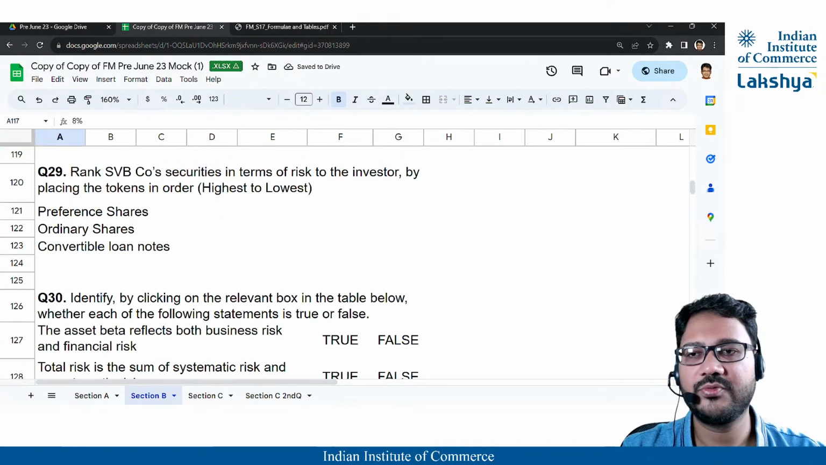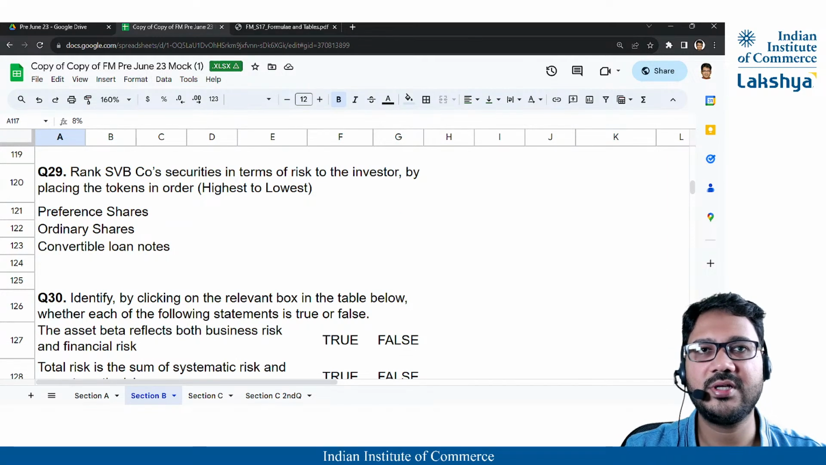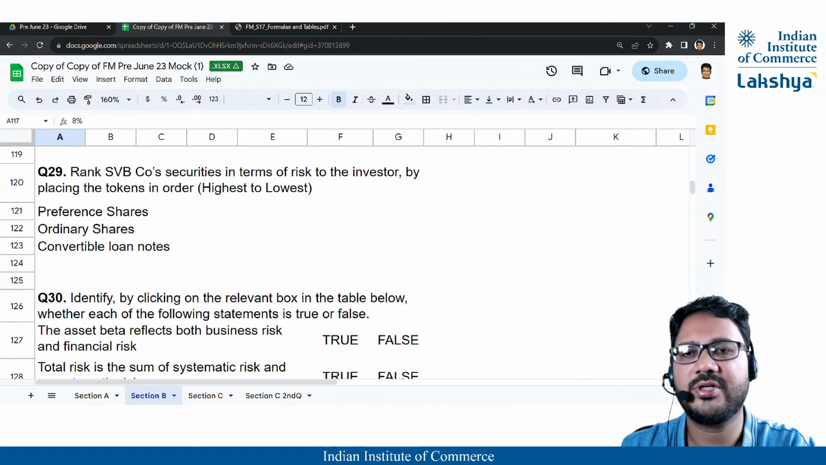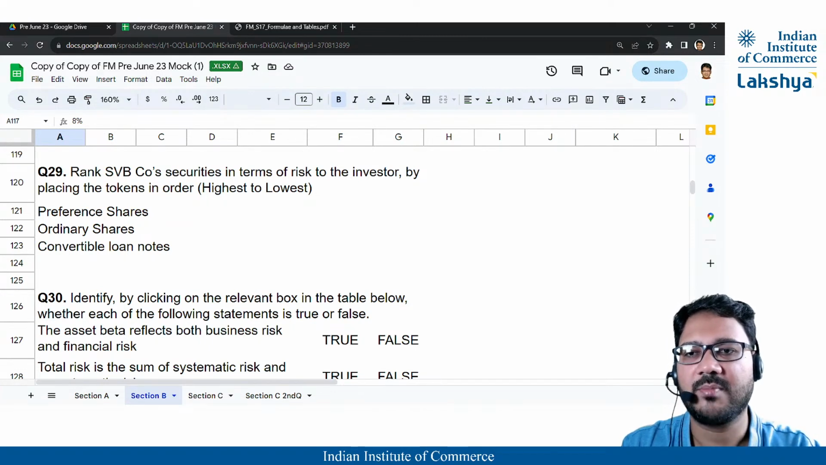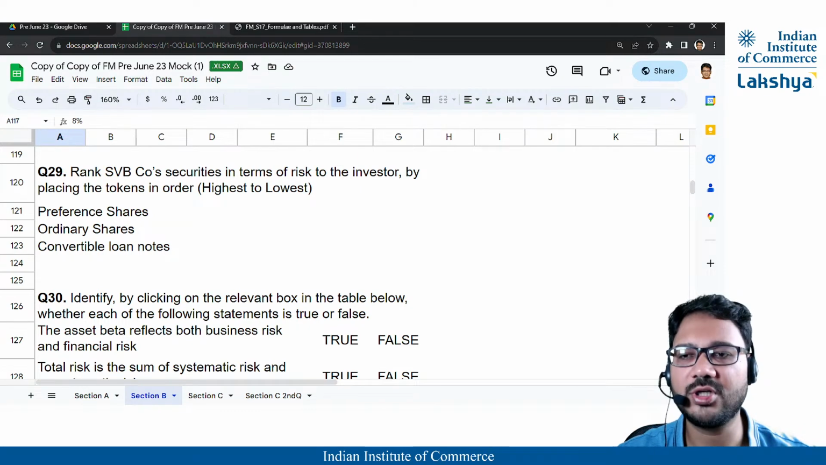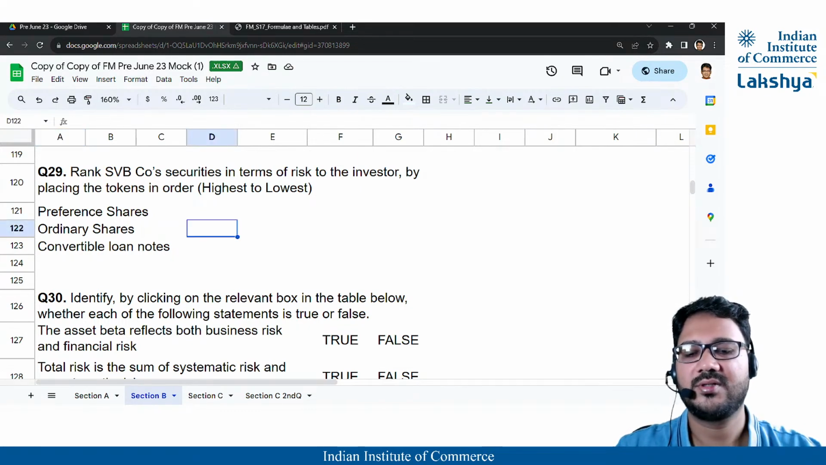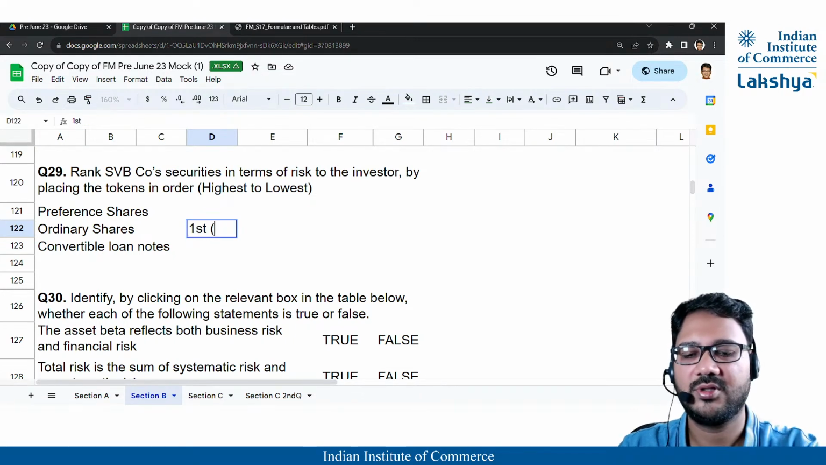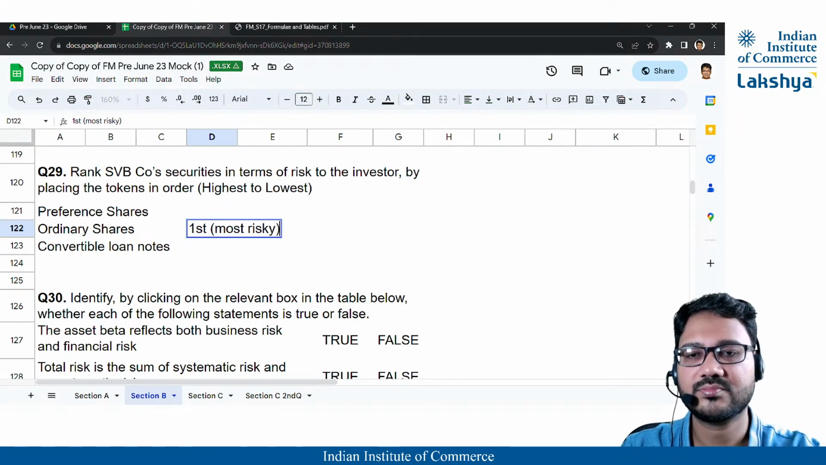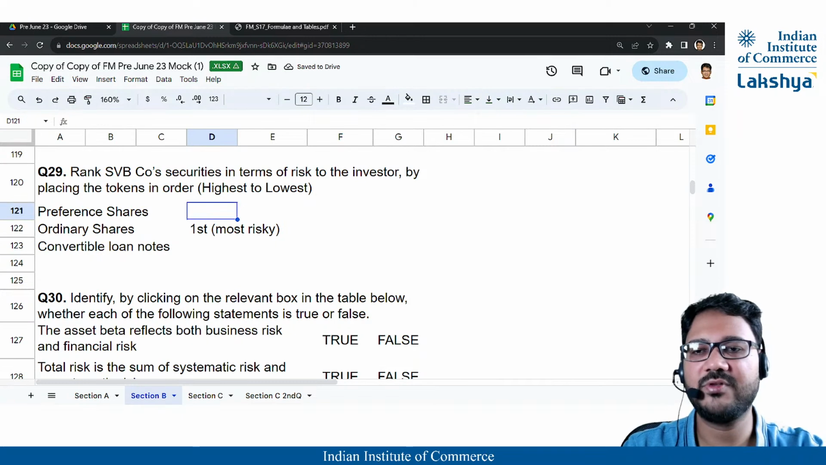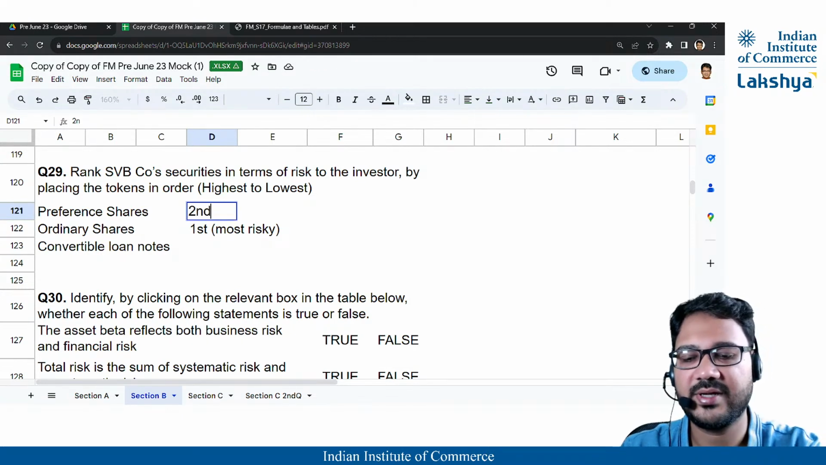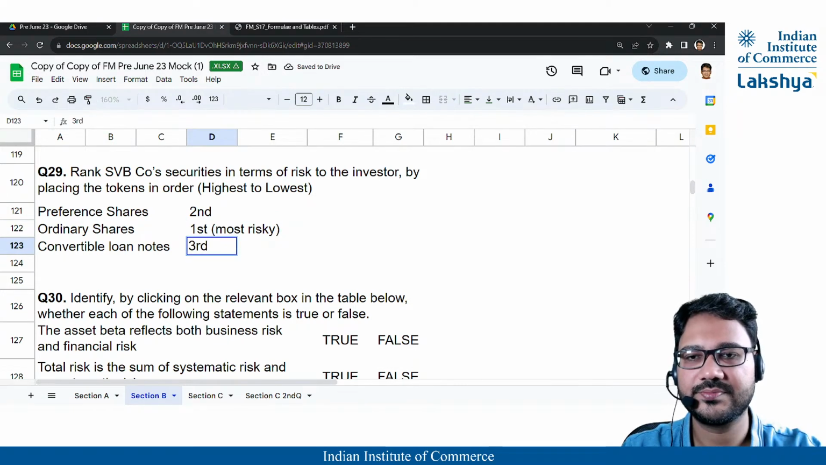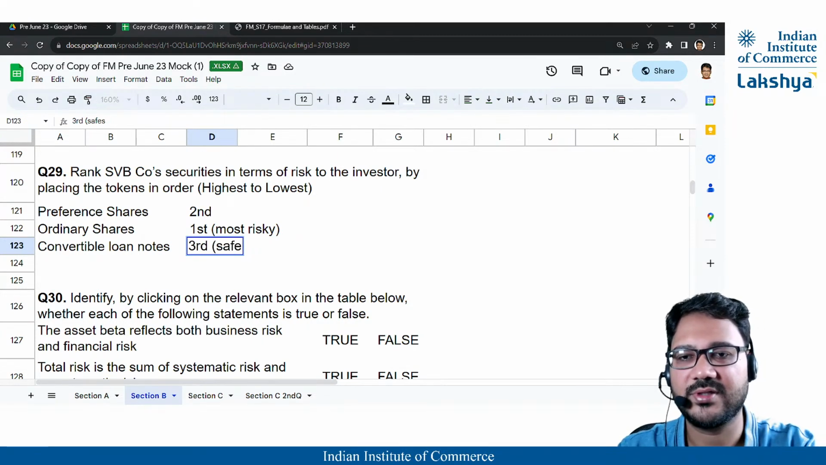Moving on. Rank SVB company's security in terms of risk to the investor, placing the tokens in order from highest to lowest. Let me just rank it. So this will be first, which is most risky. Then the second one will be preference shareholders. And the convertible loan note will be the least risky, the safest, or the lowest risk, we can say.